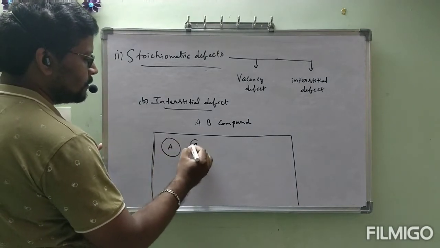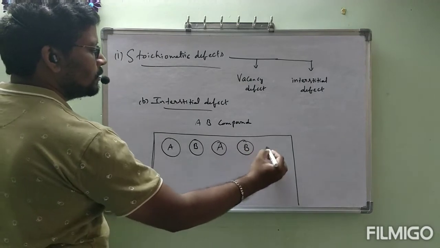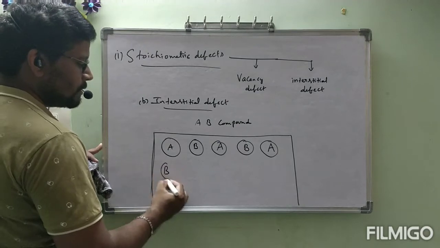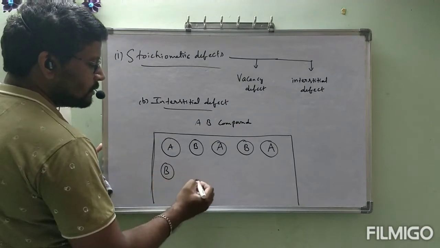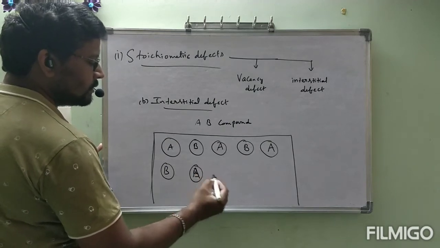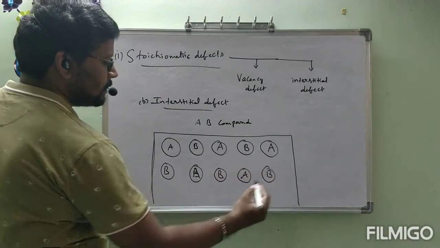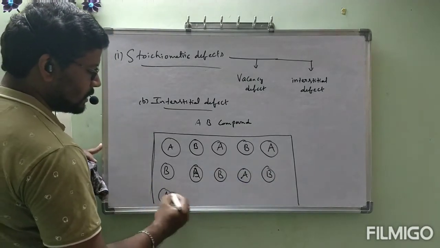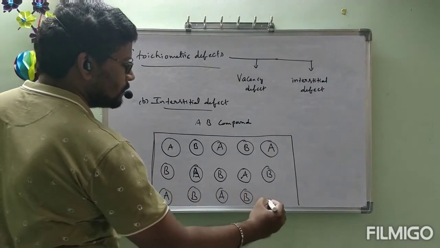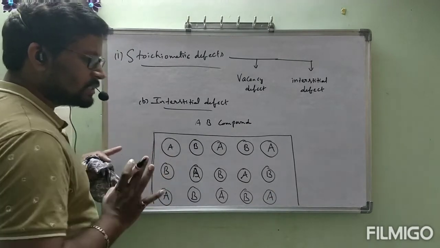A, B, A, B, A, again here B. Here A is okay, no? A is there. Next B, A, B, A, B, A, B, A. Like that, no position is vacant. All the particles are present.